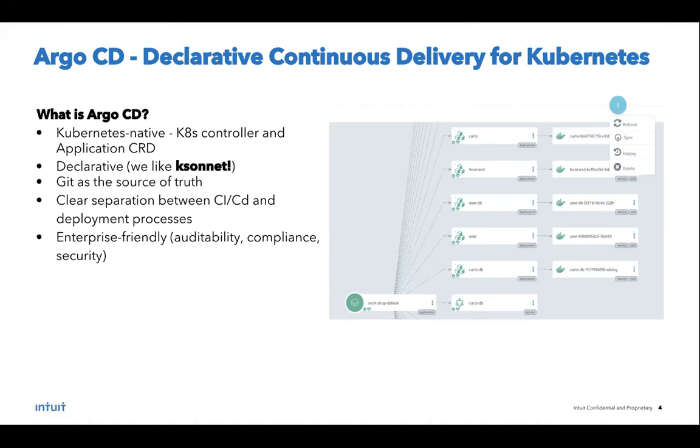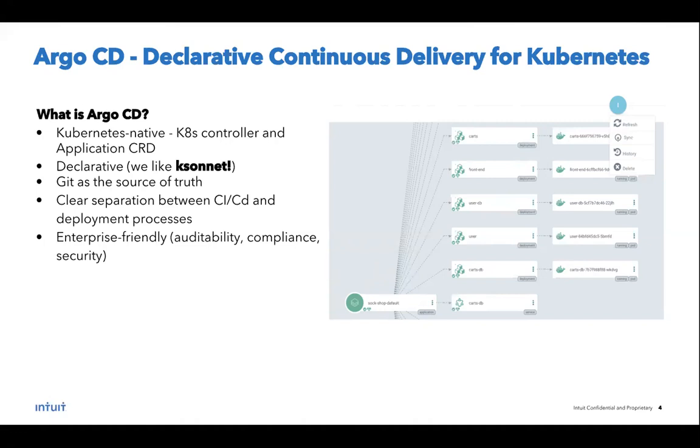The next criterion was that we wanted it to be declarative, so that we can define the desired state in Git, and any changes to the desired state can trigger an automatic deployment. We particularly loved Ksonnet as our configuration management solution, so Argo CD is built on top of Ksonnet. And when Jesse gives a demo, he'll explain why we really liked Ksonnet.